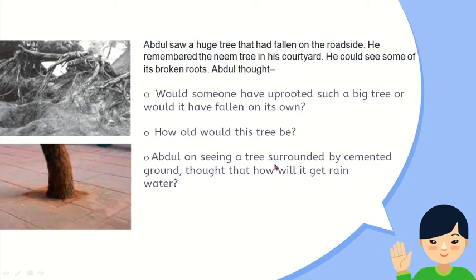Abdul, on seeing a tree surrounded by cemented ground, thought, how will it get rainwater? This is a plant in cemented ground. Such plants get water from the ground because their roots go deep into the ground, and they get water through their roots.